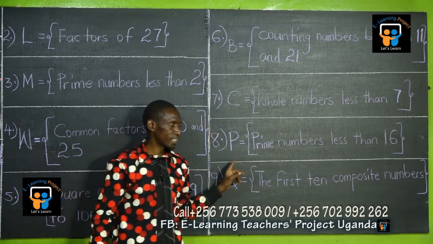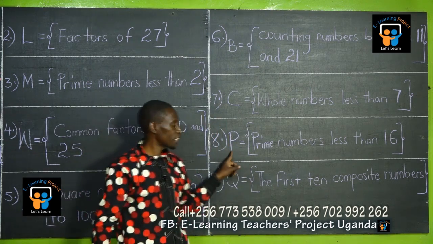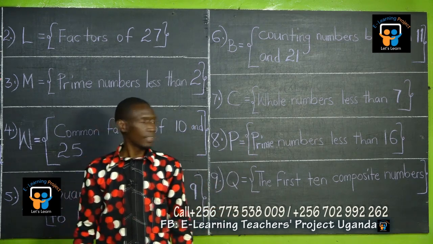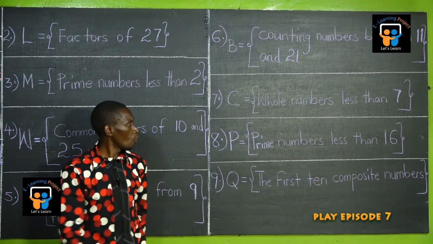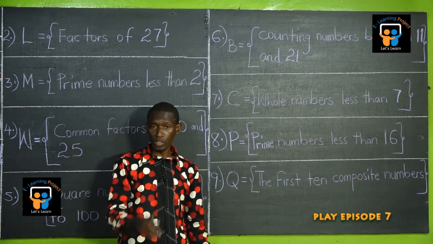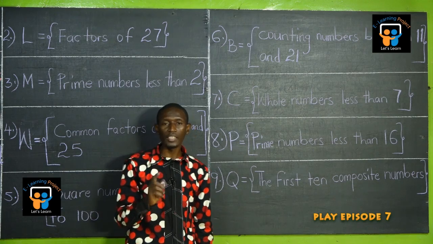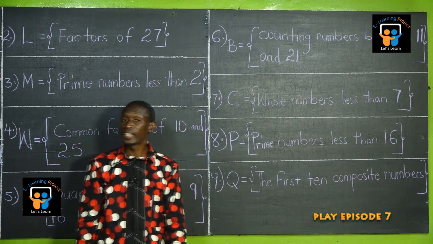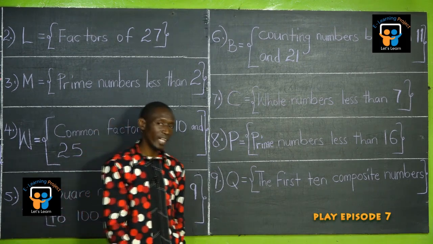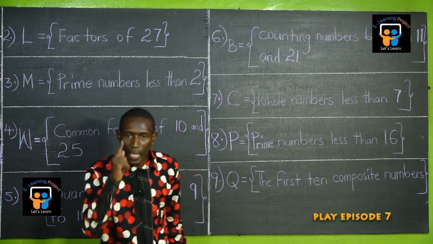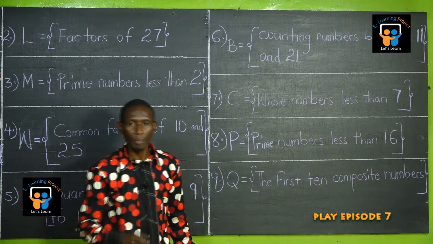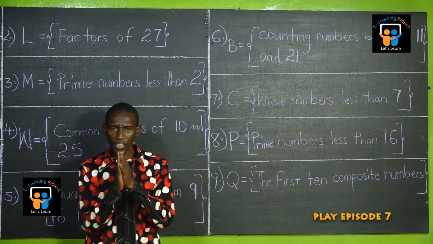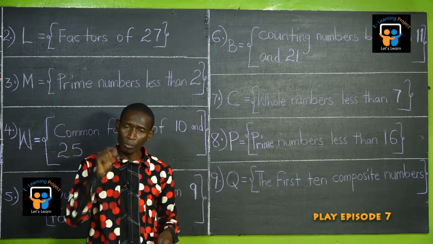Now, prime numbers. We've already seen the prime numbers. Set P is prime numbers less than 16. We said the prime numbers are those numbers with only 2 factors, 1 and itself. Good. What causes that? This is because there is no number that can divide a prime number apart from the number itself. There is no number that can go into that number apart from that very number.